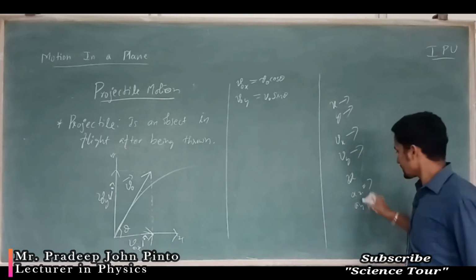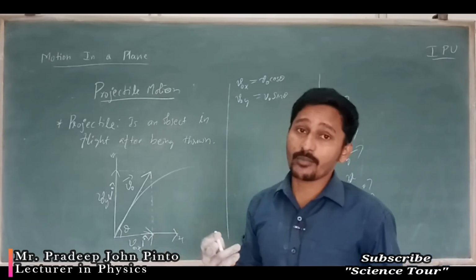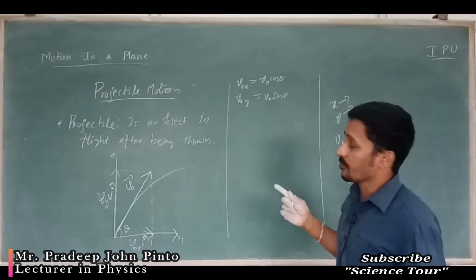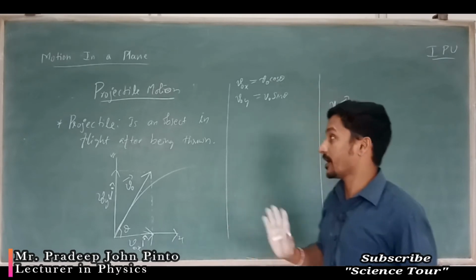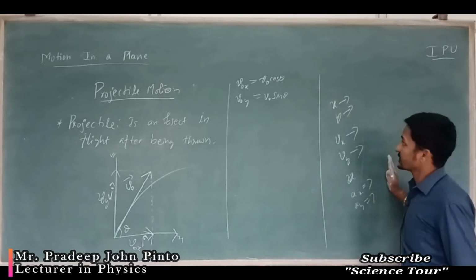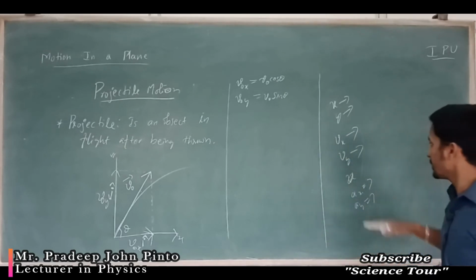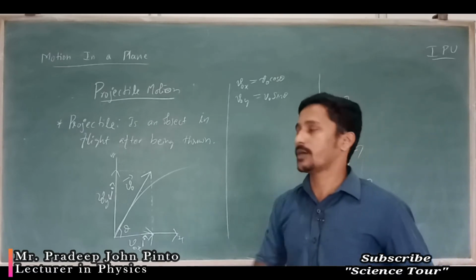So one is the x component and the other is y. Always, for motion in a plane, there will be two components: one in the x direction, one in the y direction. But for motion in a straight line, it was only one component. There is no component as such. But if you consider motion in a plane, whether it is displacement, velocity, or acceleration, there are always two components.